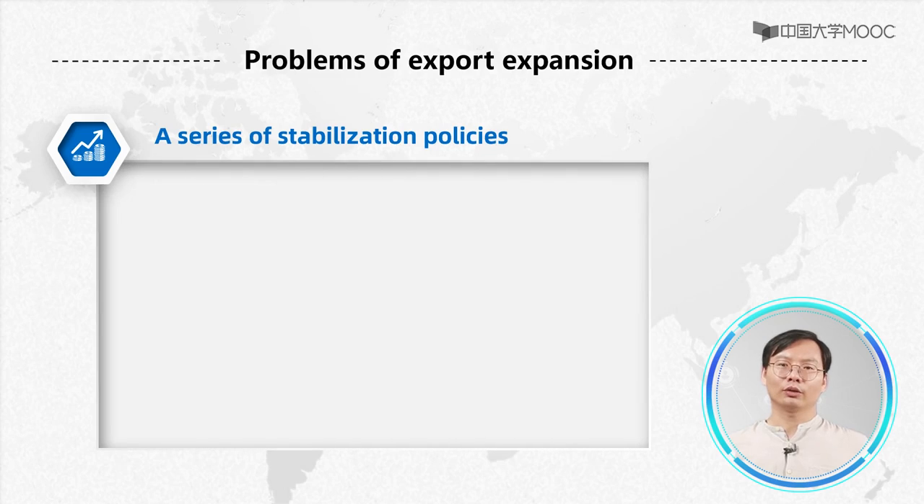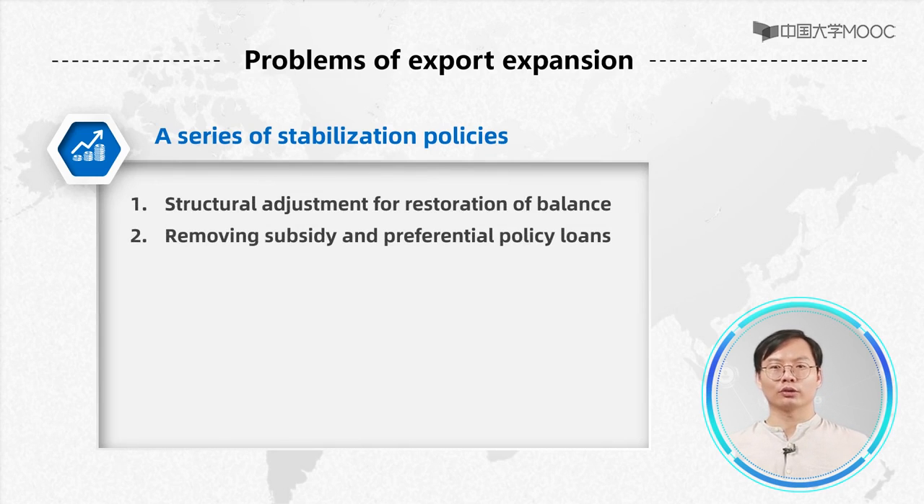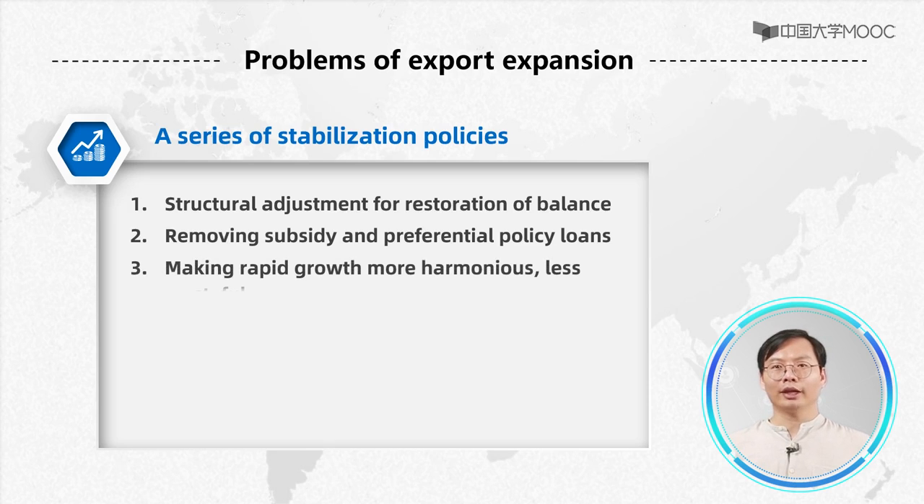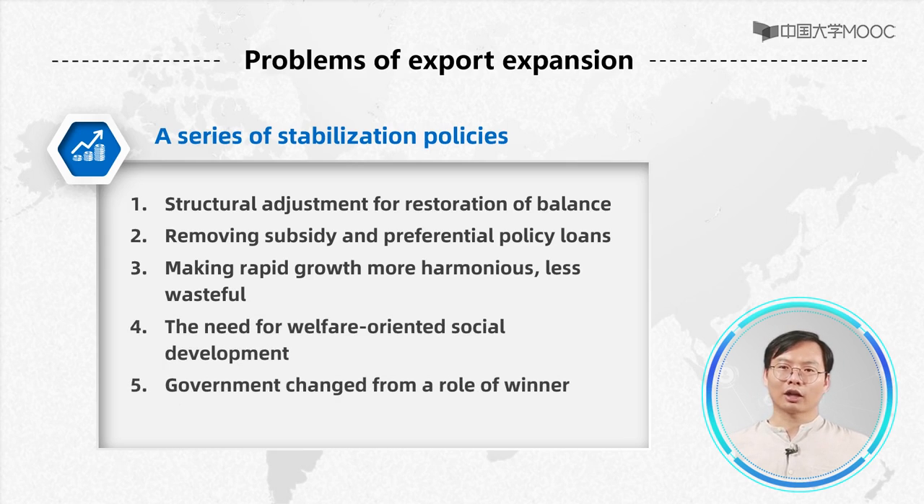Facing these problems, toward the end of the 1980s, a series of stabilization policies was implemented by the South Korean government, including structural adjustment to restore the balance of payments, removing subsidies and preferential policy loans, making rapid growth more harmonious in the private sector, and making export financing less wasteful. Since then, the government pays more attention to welfare-oriented social development. Finally, the government changed its role from winner-picker to a referee in the market.